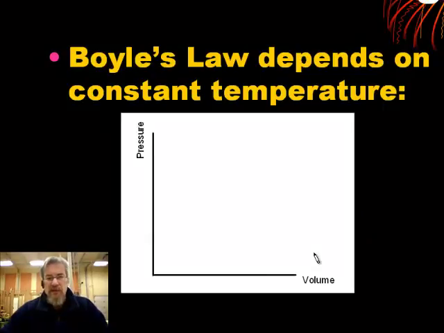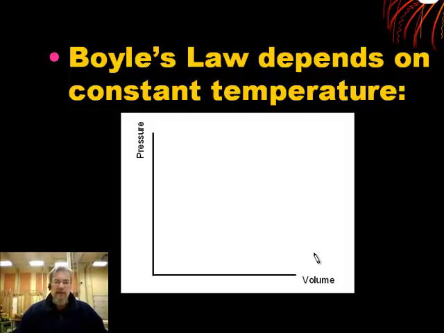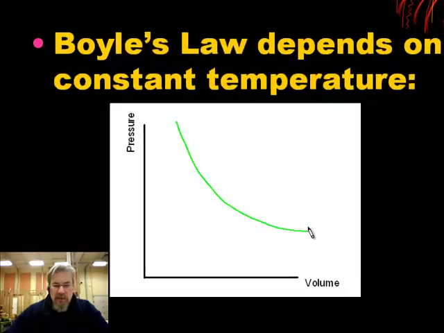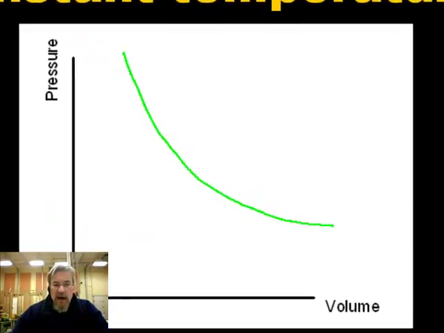The first one we're going to look at is isothermal changes, and this is based on the old Boyle's law idea. Boyle's law depends on constant temperature. If the temperature is constant, then that means we're going to have a curve, something like this, when we plot pressure against volume. Iso means same, and therm means heat, but really, in this case, it means temp. So this graph is really a constant temperature curve.